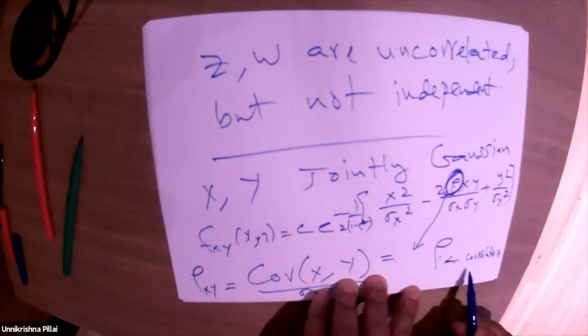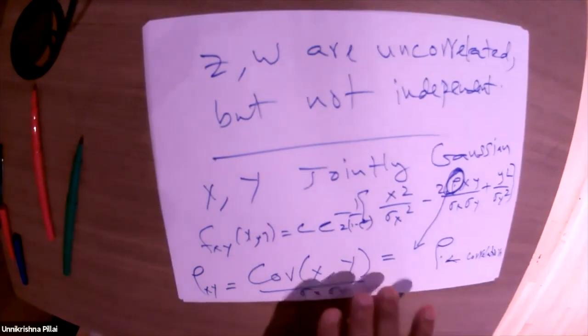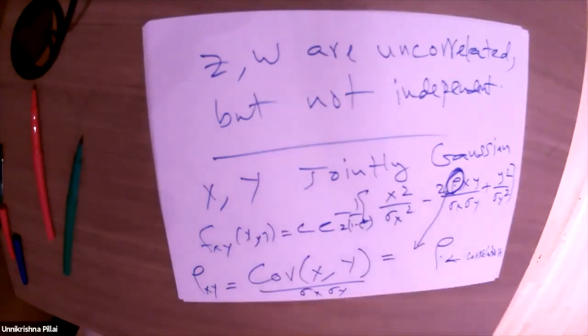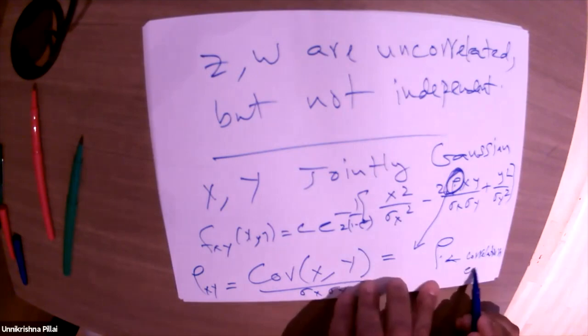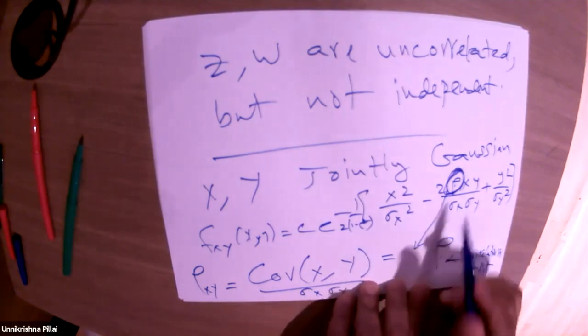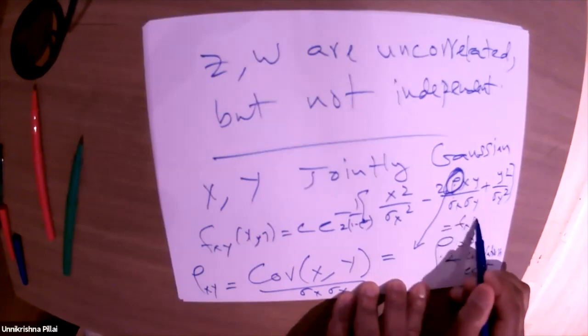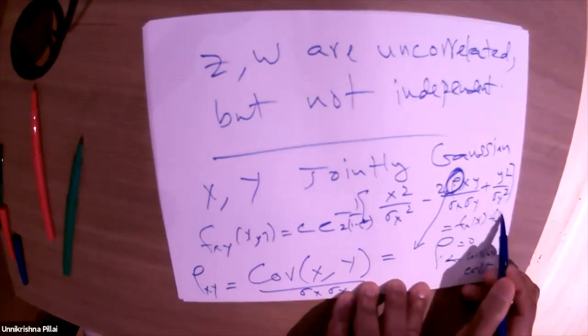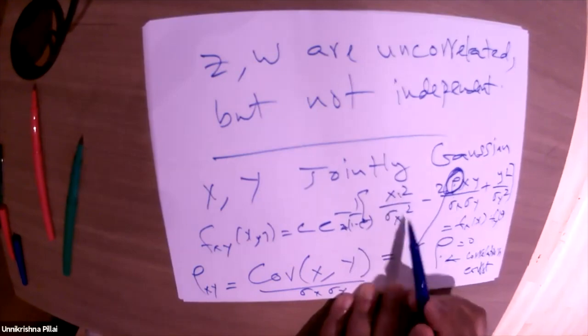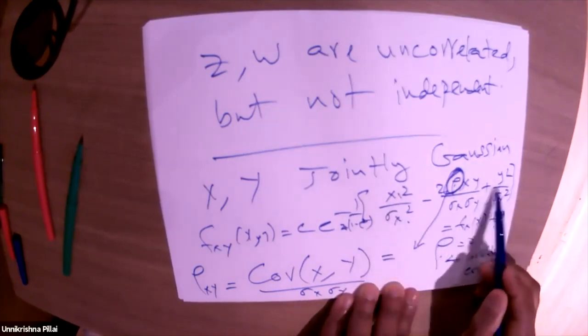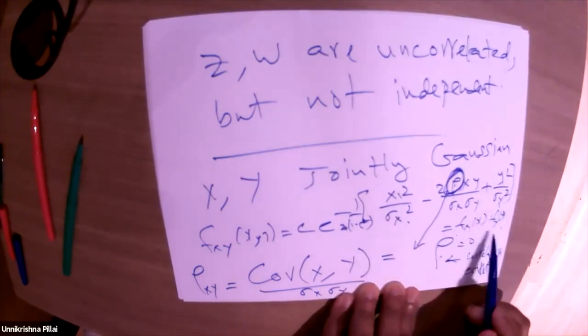So let me ask you this. Look at that picture. If I put this rho equal to 0, that term is gone, right? What will happen to the density function? Do you see? It becomes what? Anybody? If I put this rho equal to 0, this becomes f of x multiplied by f of y, because f of x has e to the minus x squared over 2 sigma squared, and the other one is minus y squared over sigma y squared.